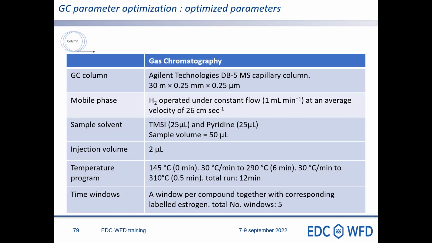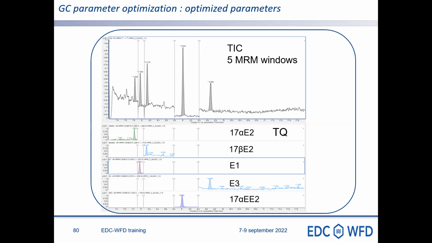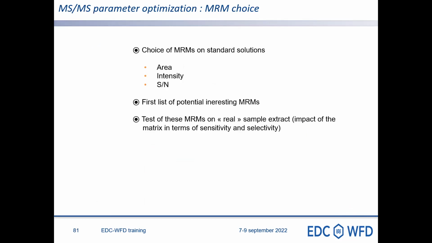The method was rather fast. The total runtime took 12 minutes and consists of 5 windows, namely 1 window per native estrogen with transitions and with the corresponding labeled estrogens. And with this, we achieved the sensitivity and selectivity.